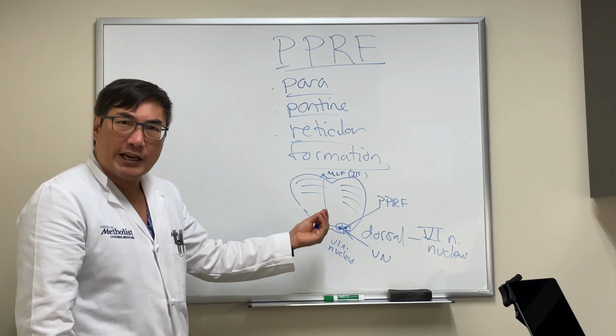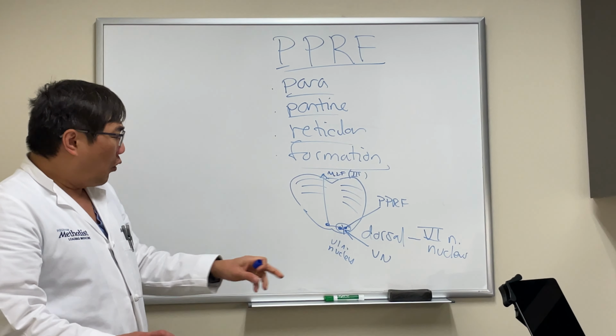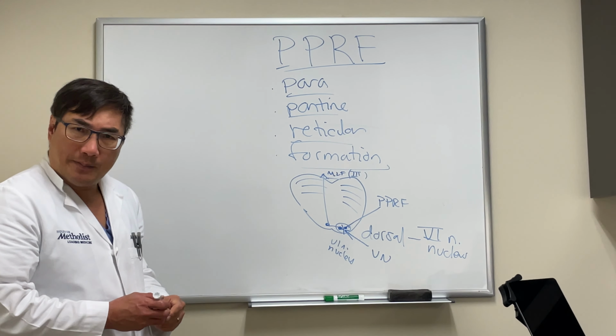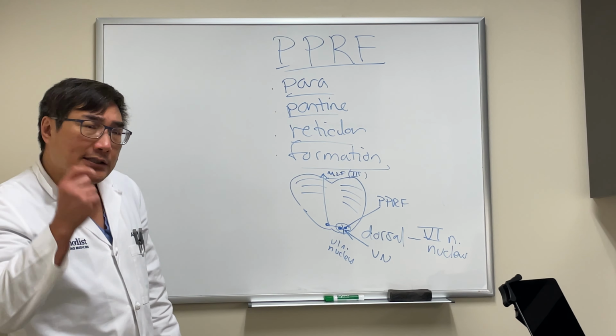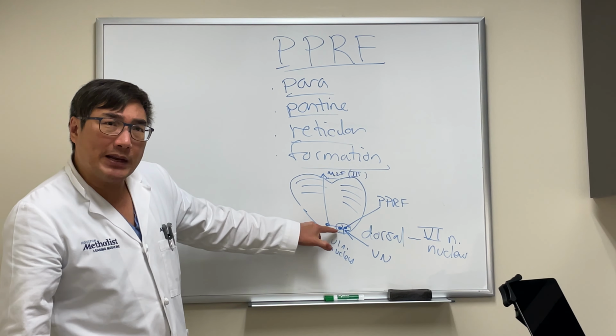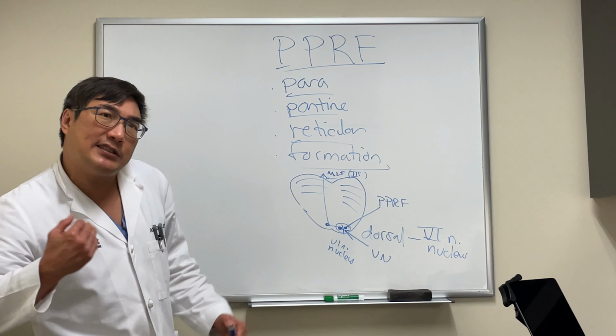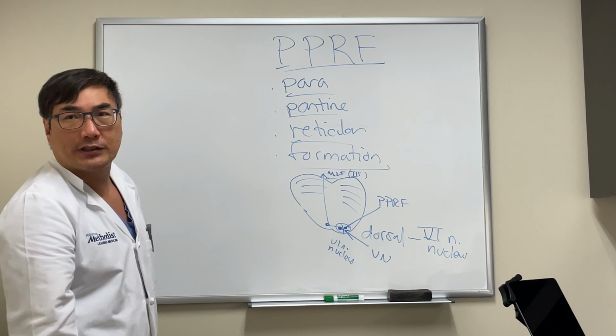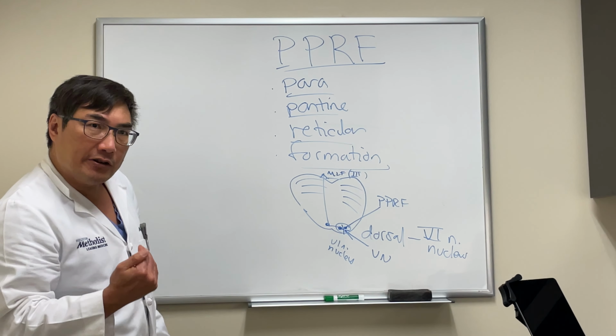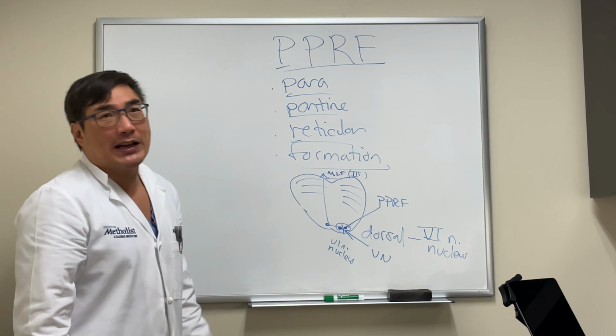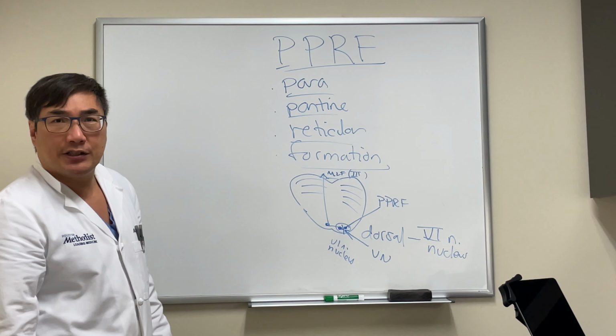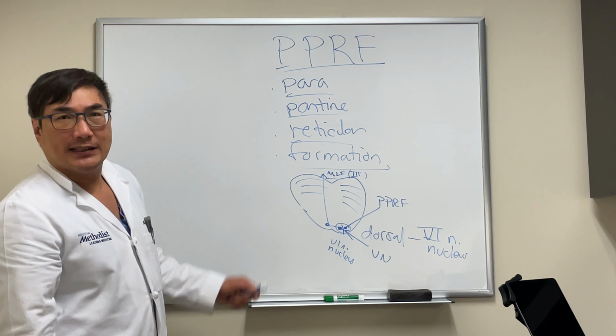But if you have dissociation between the saccade and the pursuit, or dissociation between the vestibular input from the vestibular ocular reflex, that cannot be from damage to the sixth nerve nucleus, which is the final common pathway for horizontal gaze. It has to be pre-nuclear, and that is about the only way you're going to be able to tell the difference between these two, PPRF and sixth nerve nucleus.